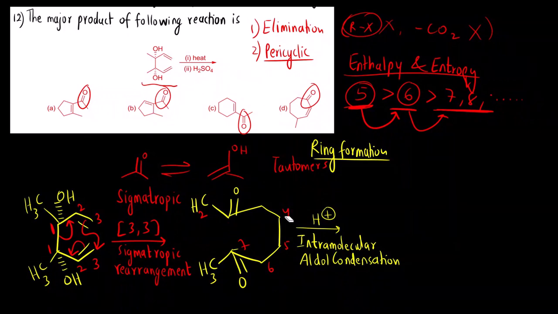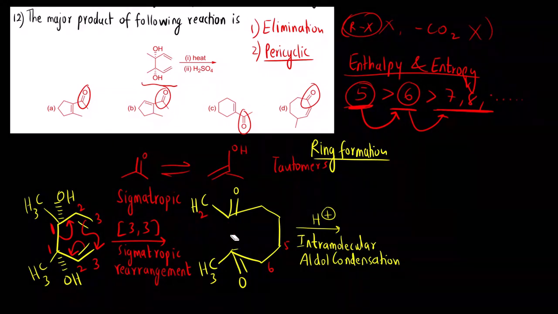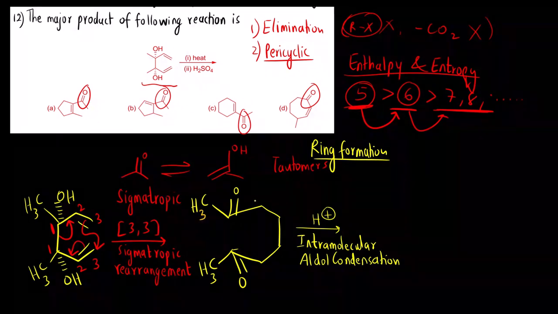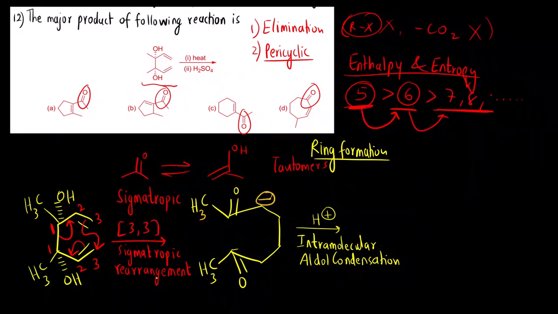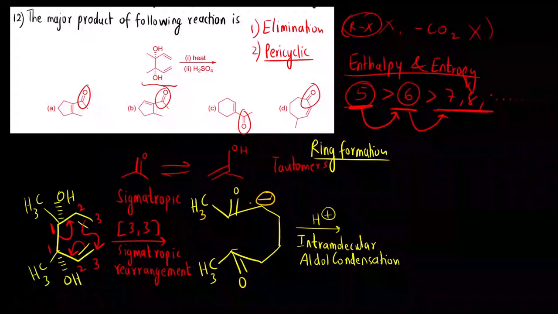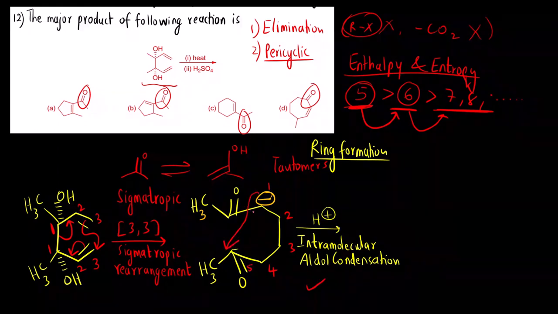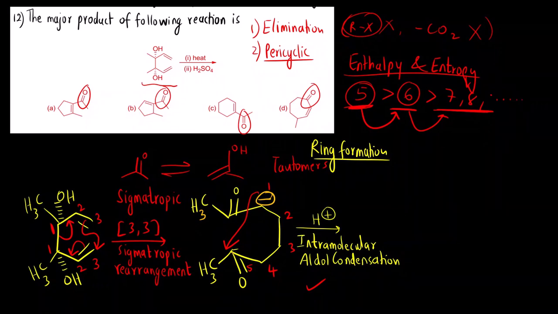Other possibility is this is CH3. I abstract proton from here. So how many membered ring will be formed? 1, 2, 3, 4 and 5. So this 5-membered ring will be formed. Negative charge will attack. The conjugate base will attack this carbonyl carbon.